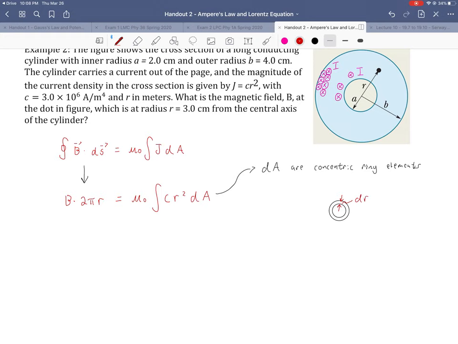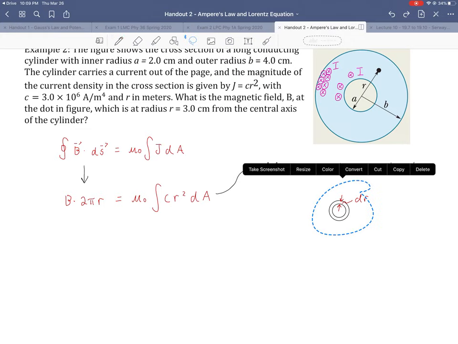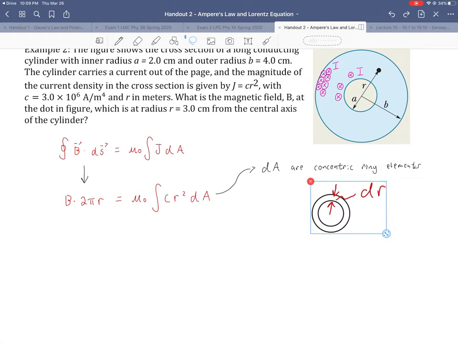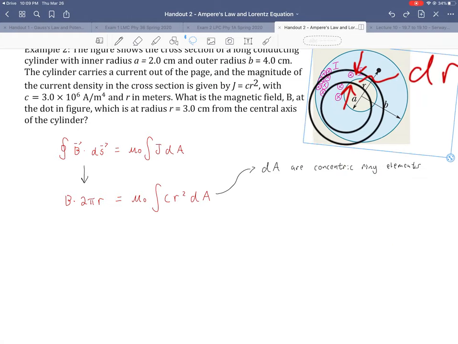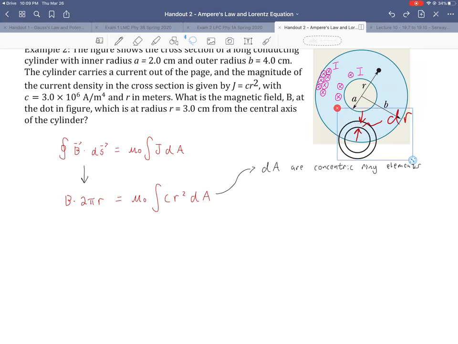And so that means that that entire ring has the area dA. So all we have to do is express that ring in terms of how we would express the area of a ring. And then we can integrate over r, which is great because our current density is a function of r after all. Just to be clear, you'll see in the limits that these rings would show up as overlays on that.